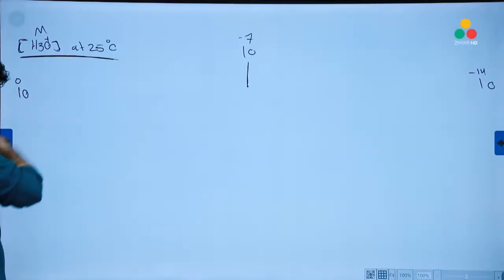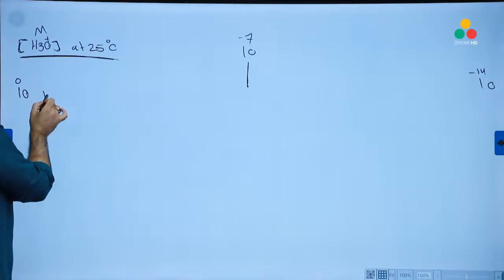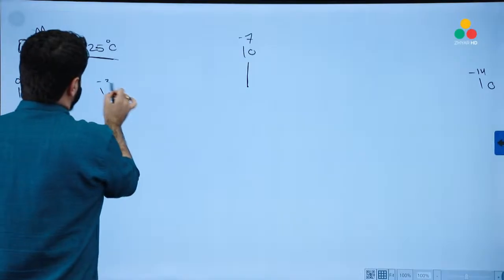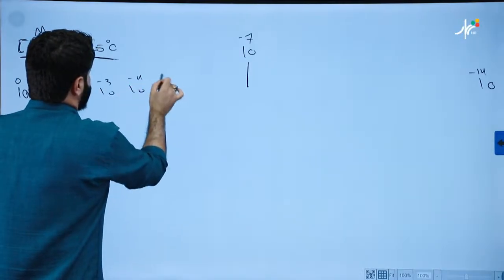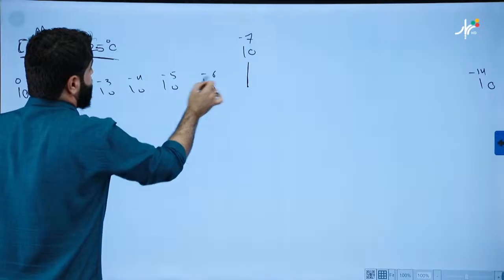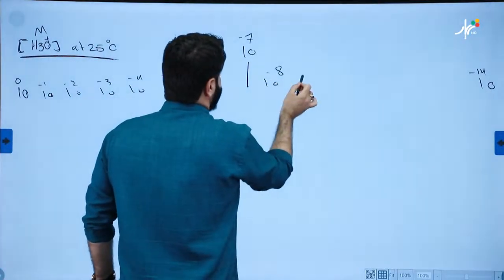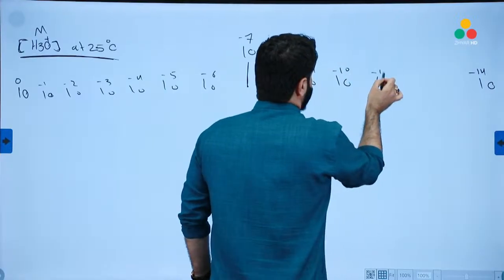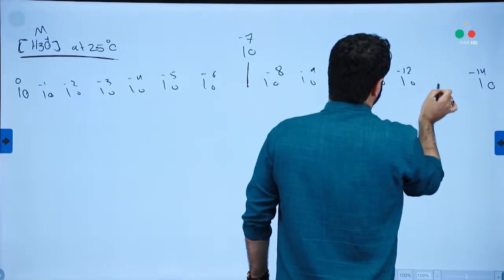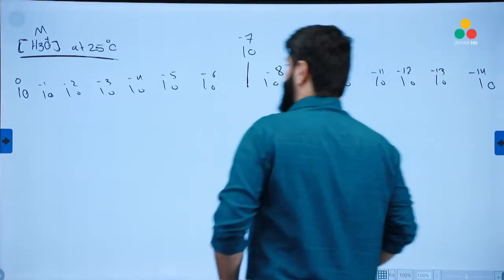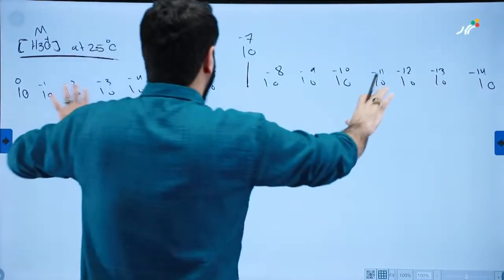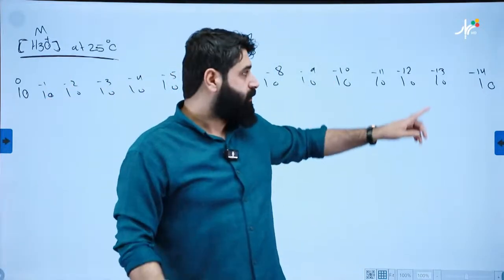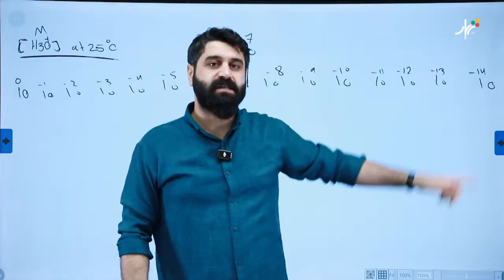Good. So now let's complete the scale. 10 to negative 1, 10 to the power negative 2, negative 3, negative 4, negative 5, negative 6, 7, 10 to the power negative 8, 9, 10, 11, 12, 13. Okay. So H3O in any aqueous solution ranges between 10 to the power 0 and 10 to the power negative 14.